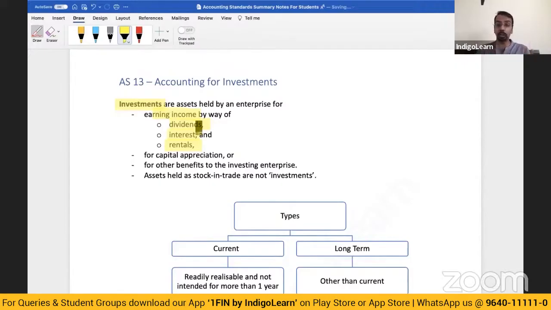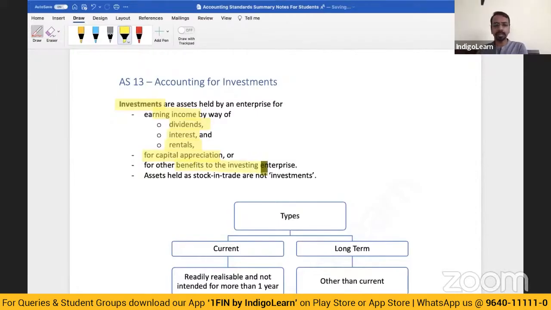Again, AS2 also we talked about assets. AS10 also we talked about assets. Even AS13 is about assets. If they are held for earning income by way of rentals, then we call them investment. Okay. That is one thing we need to understand. Or if not for income, for capital appreciation. I purchase shares of a company. The company doesn't pay me dividend, but after 5 years, maybe the share value will be double or triple, maybe possible, right? So then that is also called an investment. And for other benefits to the investing enterprise.